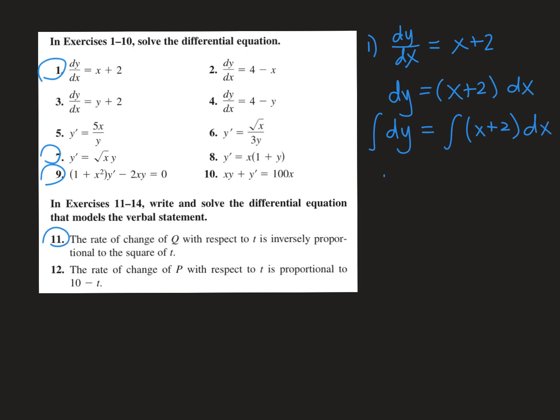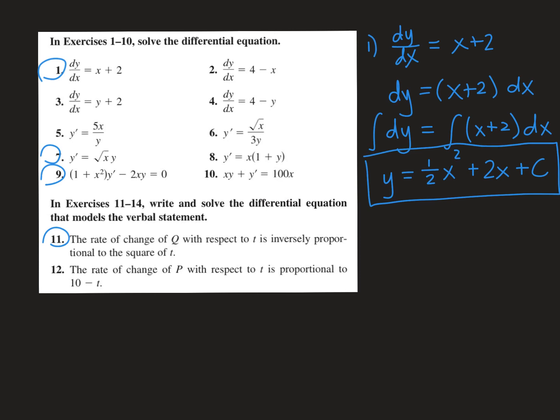The integral of 1 dy with respect to y is y. The integral of x is 1/2 x squared. And the integral of 2 with respect to x is plus 2x. And then we have plus c. If you took the derivative of this, you would end up getting x plus 2.